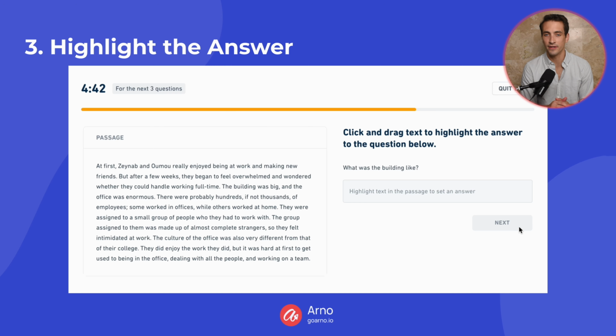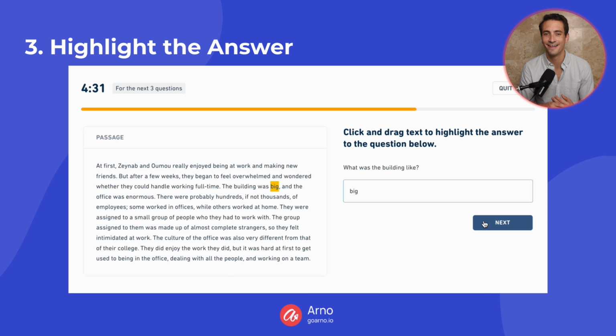Okay, let's look at the second highlight-the-answer question. What was the building like? What's the key vocabulary in this question? The building. And where does that key vocabulary appear in the passage? Here, the building. That sentence is, "The building was big and the office was enormous."